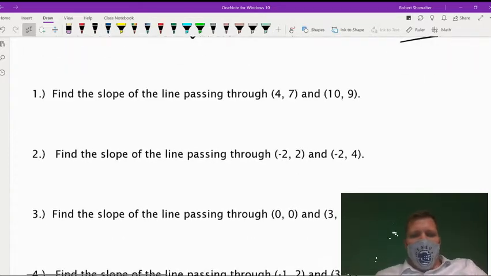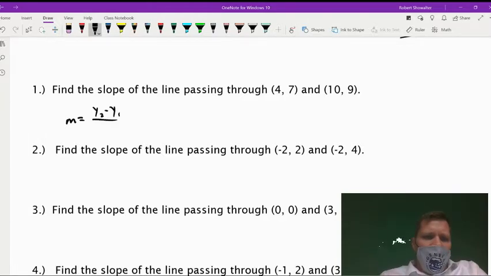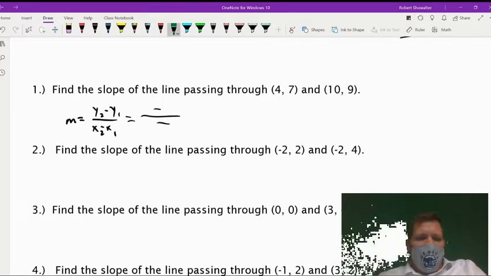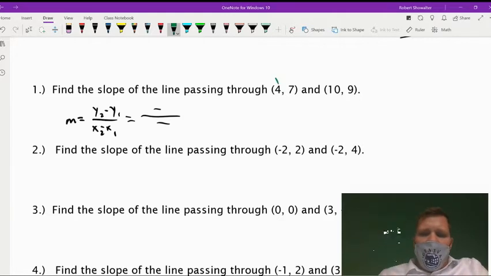Here we go. Find the slope of the line passing through those 2 points. In order to do this, I like to use the formula. Remember, we subtract the y's over subtracting the x's. Until you're totally perfect at memorizing this formula, I would recommend writing it down every single time. And then also labeling x1, y1, x2, y2.